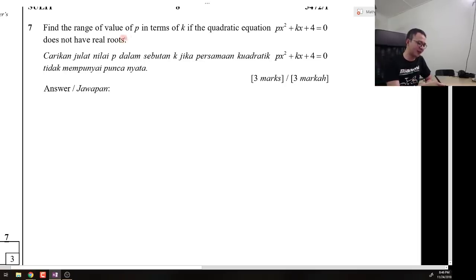Find the range of values of p in terms of k if the quadratic equation does not have a real root. Does not have a real root means what? b squared minus 4ac less than 0. So do we have to show the graph? Yeah, you better show the graph here.